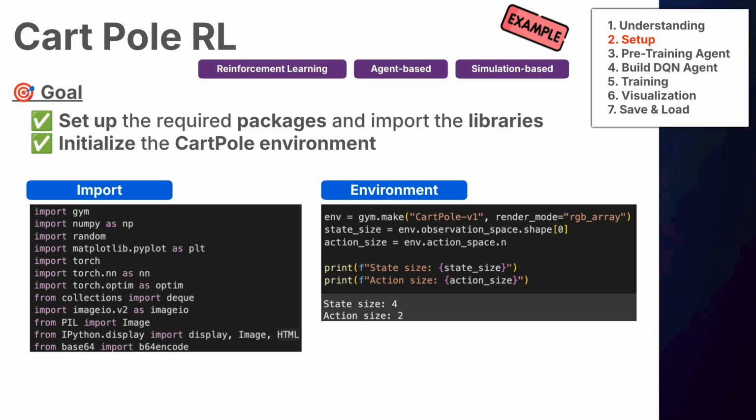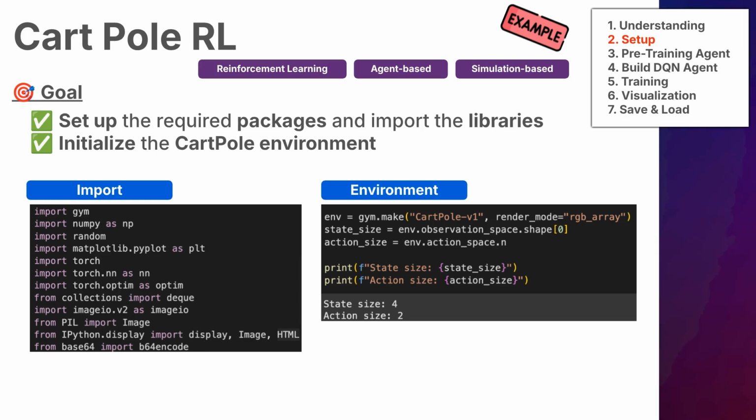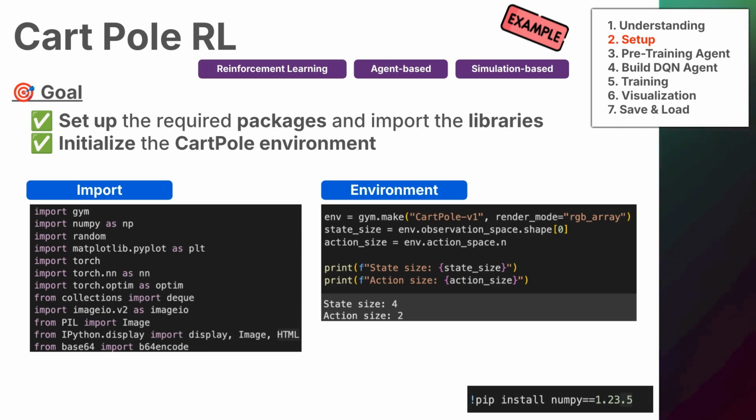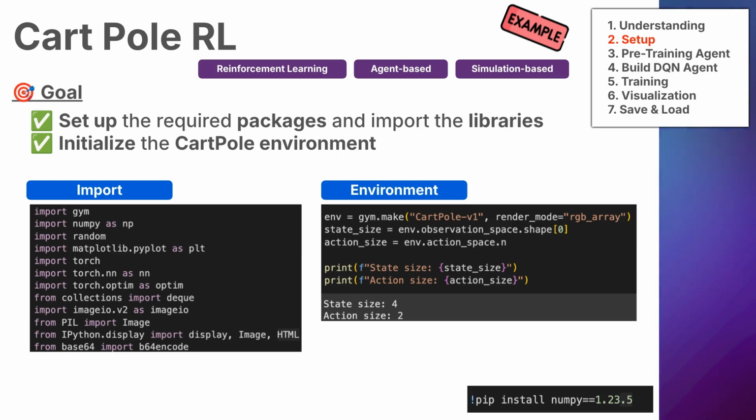Note, if you get an error caused by a known compatibility issue between the latest version of NumPy and Gym, please downgrade NumPy to a compatible version. Then restart the Colab runtime from the top menu. Runtime, and restart runtime, so the new version takes effect.